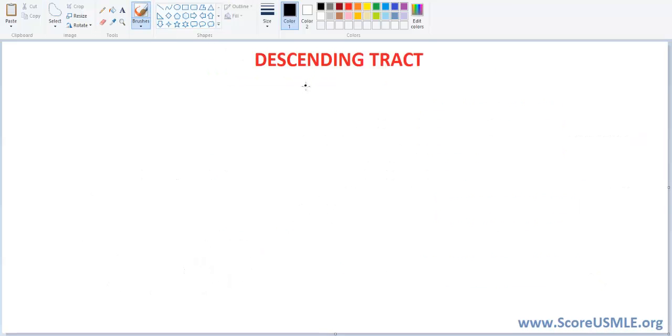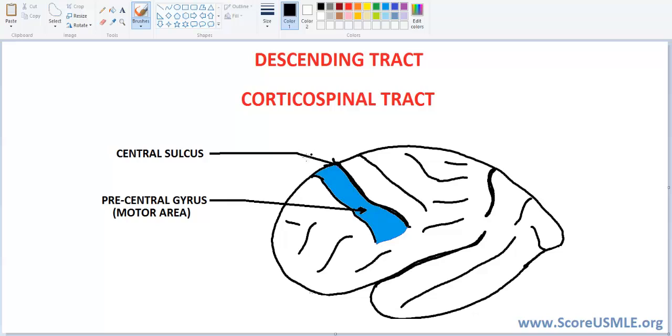So let's begin with the descending tracts. In the descending tracts, we'll be studying the corticospinal tracts. While there are other descending tracts too, from the standpoint of USMLE, we need to focus on the corticospinal tracts. The corticospinal tract, as the name suggests, runs from the cortex to the spinal cord, and hence its name. So the corticospinal tract really begins in the precentral gyrus or the motor area of the cerebral cortex.